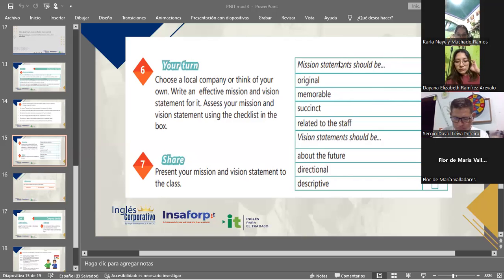Okay. Now let's write those missions and visions on the chat. I need to see that. Solo tengo el de Diana, I guess. Yeah, only Diana. Okay, the rest, write it on the chat. On Zoom chat, please, write it. Es que así puedo ver y puedo ayudar.